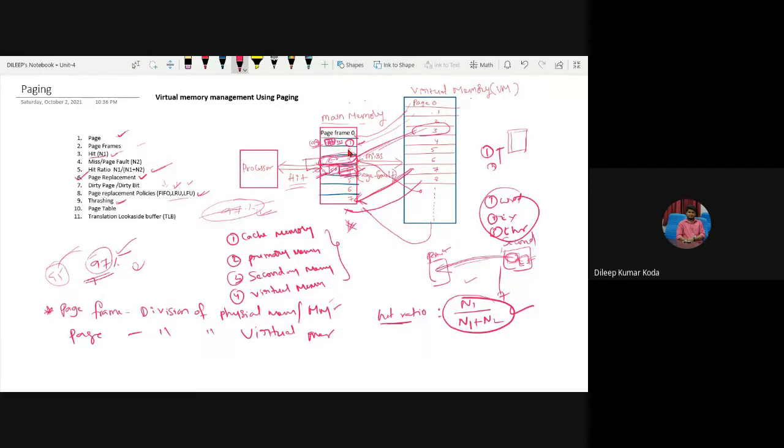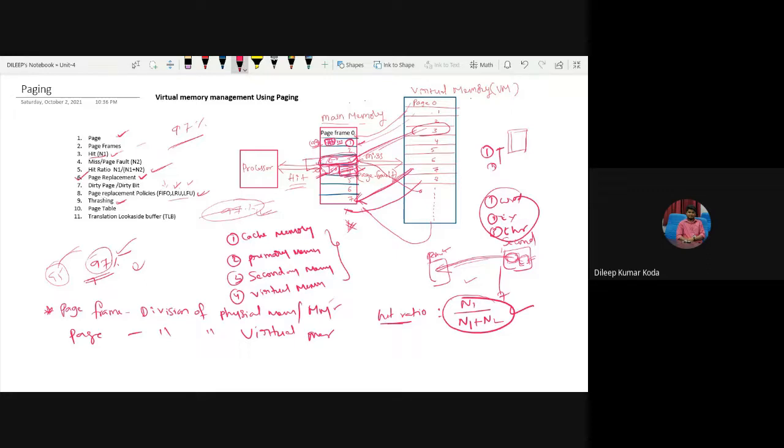And LFU, least frequently used. And coming to thrashing, next, thrashing. What do you mean by thrashing? Thrashing means the situation when the hit ratio drops below 95%. If the hit ratio is more than 97%, it's a healthy hit ratio. The moment the hit ratio drops below 95%, it's a bad hit ratio.